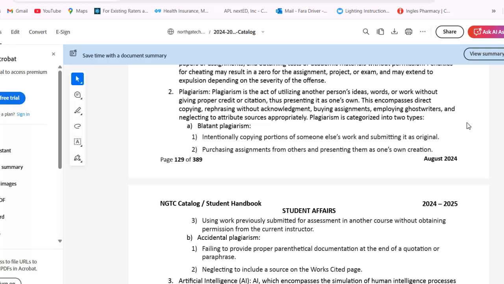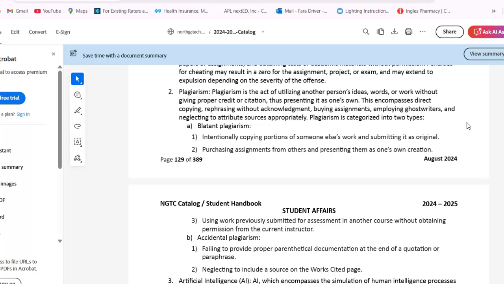It is sometimes referred to as accidental plagiarism, as you'll notice in the category B below: failing to provide proper parenthetical documentation at the end of a quotation or paraphrase. And again, a paraphrase is when you put it in your own words. Neglecting to include a source on the works cited page. Those are accidental, but they're still plagiarism, and that's still a big no-no.